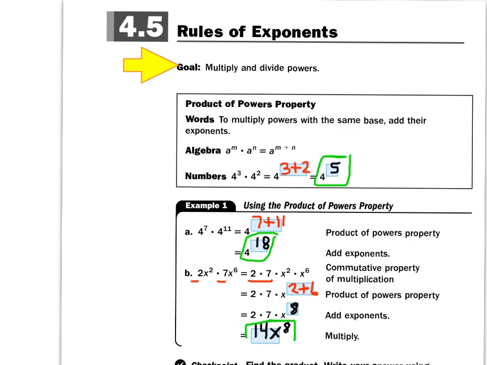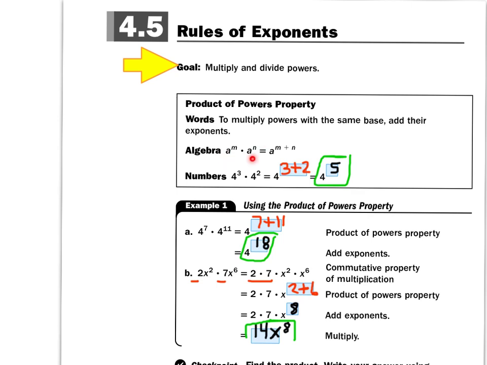Hello, you guys. Let's talk about rules of exponents today. Okay, so our goal is to multiply and divide powers. So take a look here, the algebra example, a to the m power times a to the nth power. And I want you to notice something.